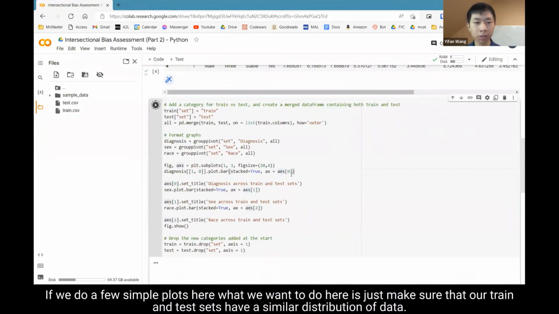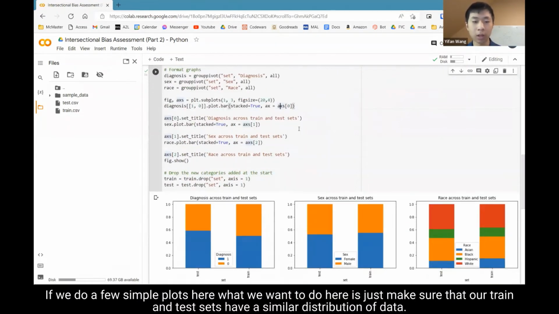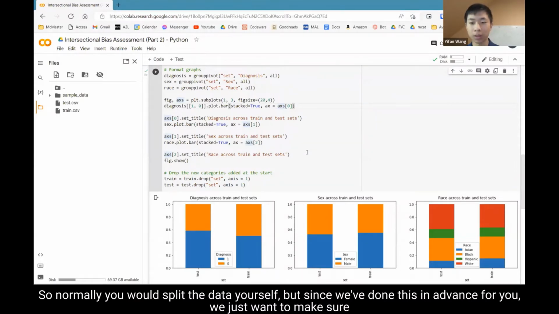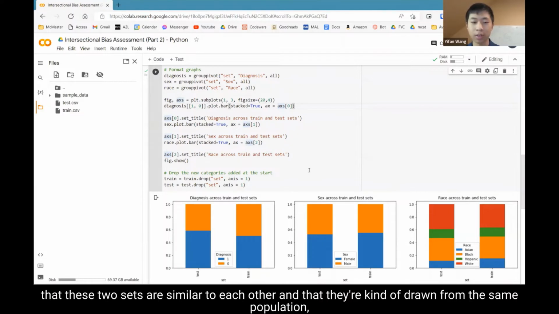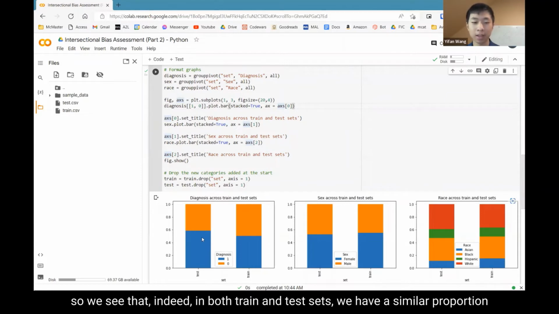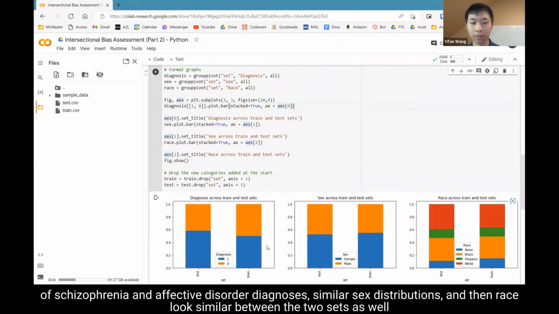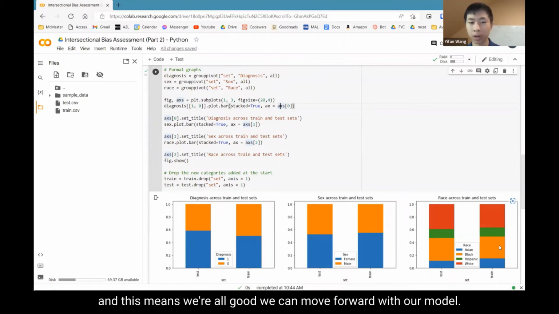So if we do a few simple plots here, what we want to do is make sure that our train and test sets have a similar distribution of data. Normally you would split the data yourself, but since we've done this in advance for you, we just want to make sure that these 2 sets are similar to each other and that they're drawn from the same population. We see that indeed in both train and test sets, we have a similar proportion of schizophrenia and affective disorder diagnoses, similar sex distributions, and race looks similar between the 2 sets as well. And this means we're all good. We can move forward with our model.